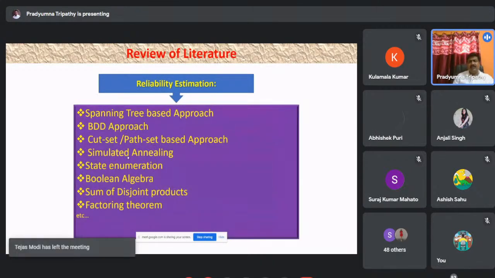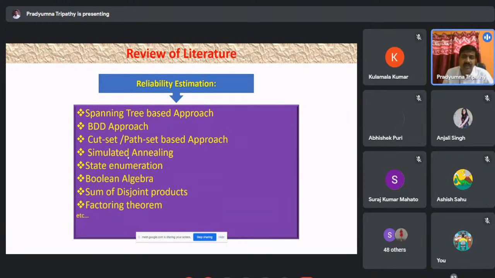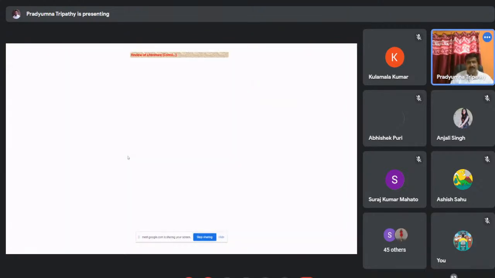Looking into the review literature, there are various algorithms that have been proposed for reliability estimation and optimization. Reliability estimation says how to compute the reliability, because reliability computation of a network is an NP-hard problem itself. It cannot be solved in polynomial time. So various approaches have been proposed. Some are based on spanning trees, some on binary decision diagrams, some on cut set and path set methods, simulation, state enumeration, Boolean algebra, SDP, and the factoring theorem. These are the different approaches used for reliability estimation.